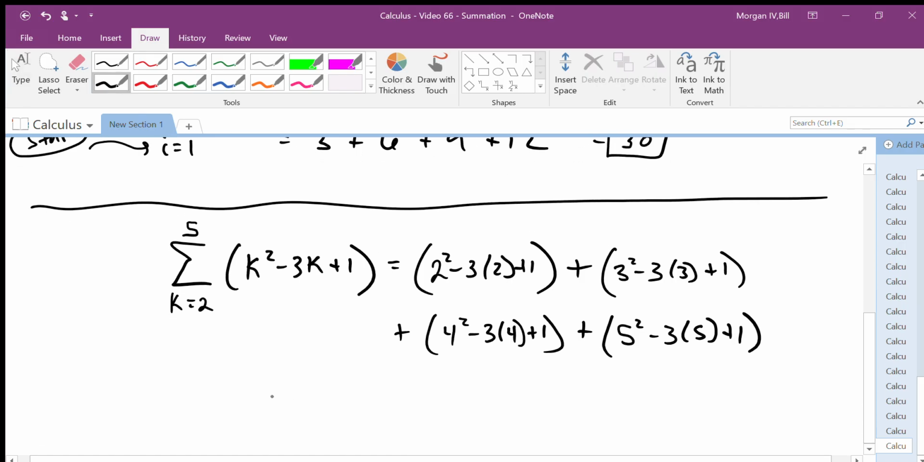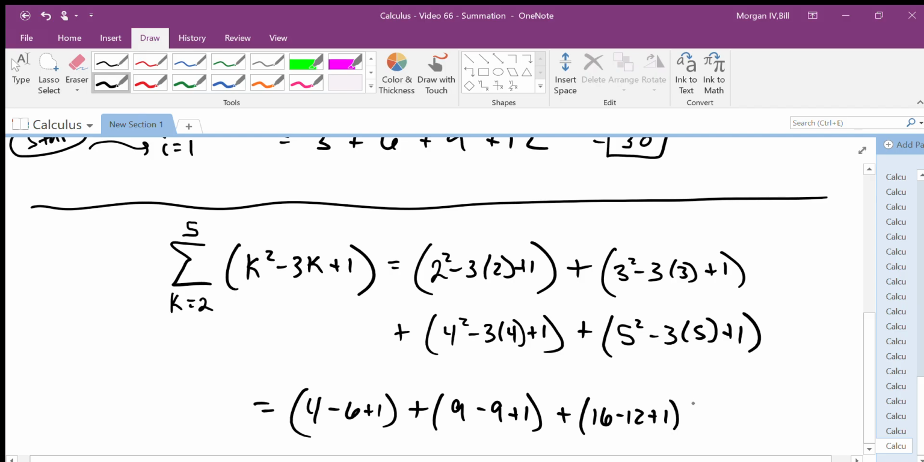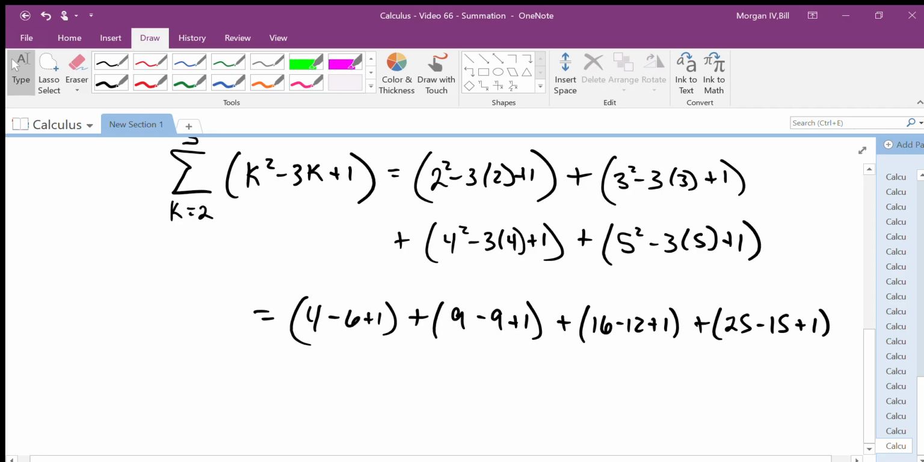And if I work that out, I get 2 squared is 4 minus 6 plus 1, plus 9 minus 9 plus 1, plus 16 minus 12 plus 1, plus 25 minus 15 plus 1. That would be negative 1 plus 1, plus 4 plus 1 is 5, plus 10 plus 1 is 11. Negative 1 plus 1 is 0, plus 5, plus 11 equals 16.